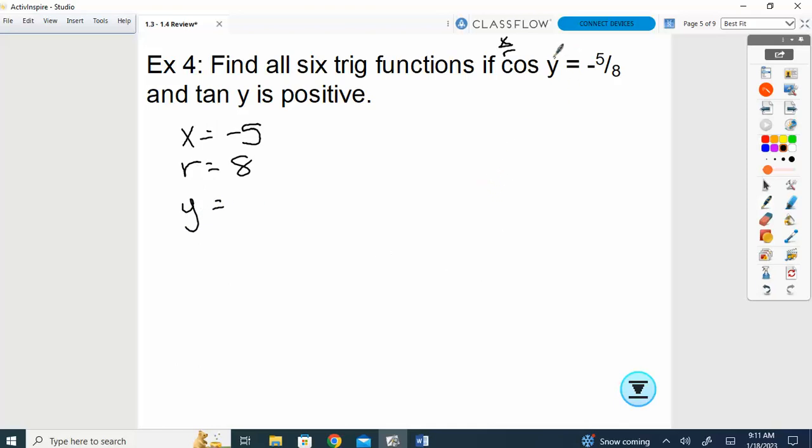I probably shouldn't have used Y for my angles here. That gets a little confusing. I'll call those thetas instead. So I know X squared plus Y squared equals R squared. So negative 5 squared plus Y squared equals 8 squared.